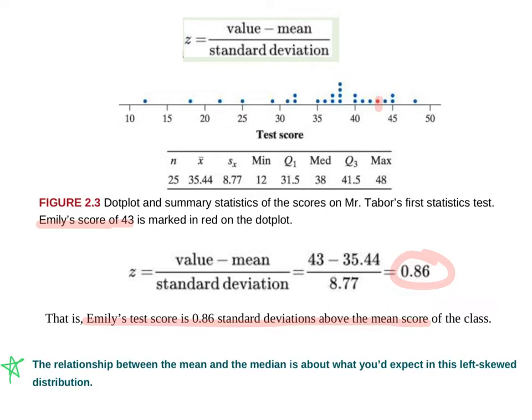score of the class. So in particular, the relationship between the mean and the median, so our mean is right here and our median is right here. They're about 2.5 points off. It tells you about what you'd expect in this left skewed distribution, right, because the tail's over here.